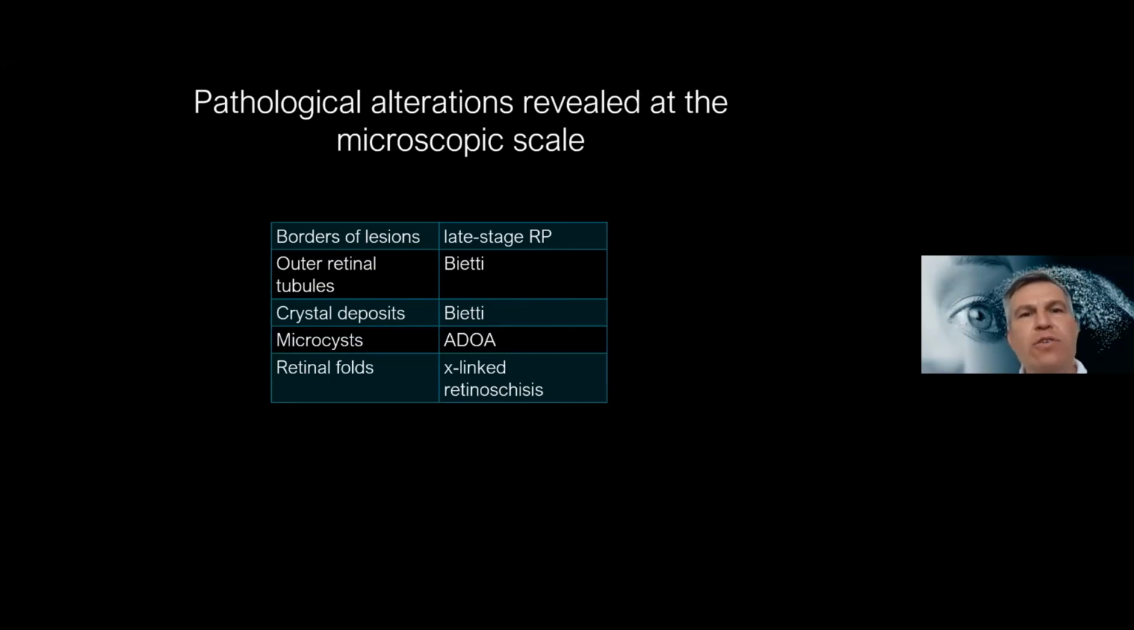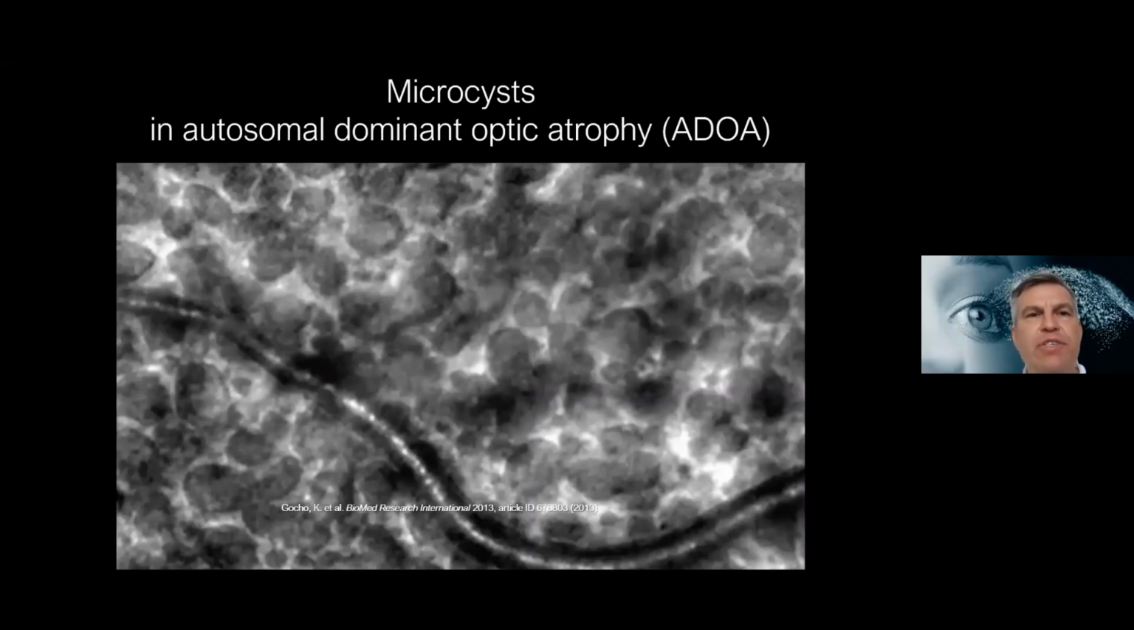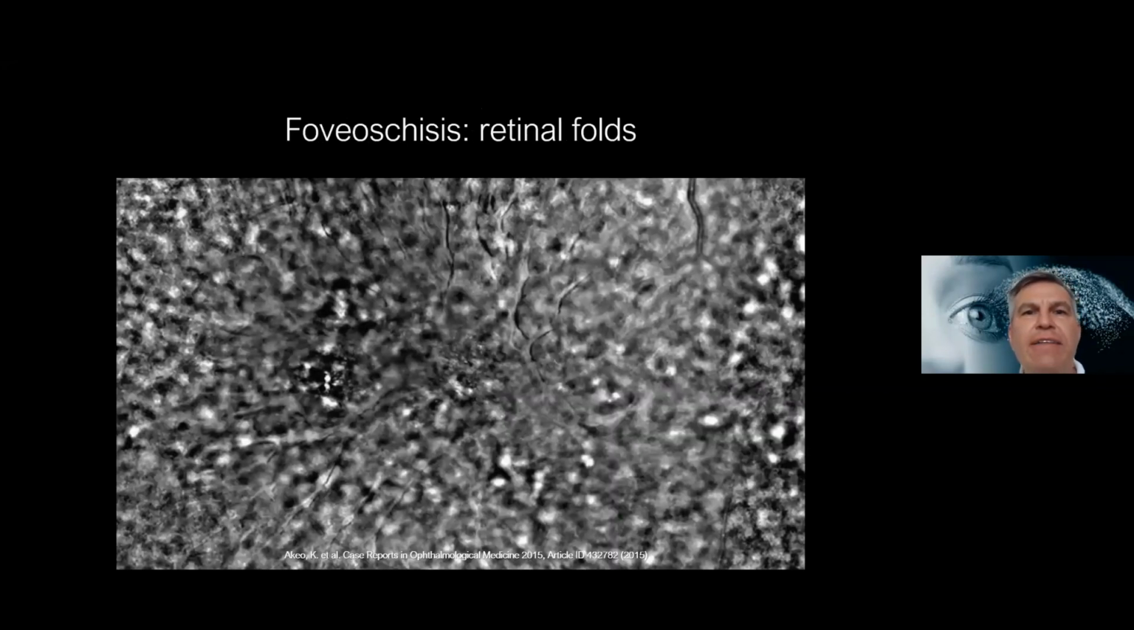There are also lesions in a larger area, not on the cellular level, but on the structural. So you see here in autosomal dominant optic atrophy, these very strange cystic areas, these roundish areas. And in foveoschisis, you see also this arrangement, which is very typical for this disease.